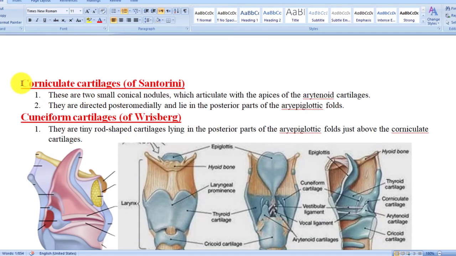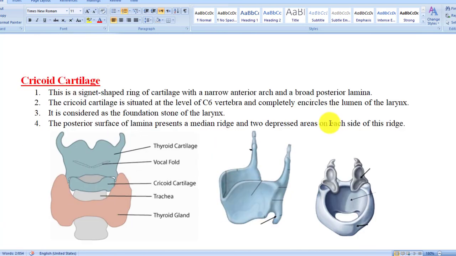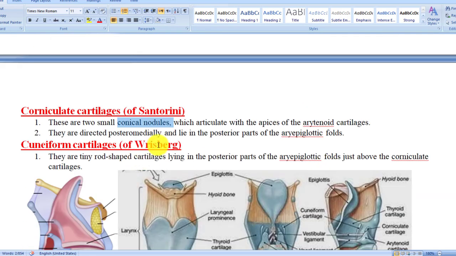Let's move forward. The two corniculate cartilages are also known as the cartilages of Santorini. They are the smallest cartilages of the larynx. They are conical nodules, which means they are very small, and they articulate with the apices of the arytenoid cartilages. I have shown it here. So these are the two corniculate cartilages. Okay, friends, they are directed posteromedially and lie in the posterior parts of the aryepiglottic folds.